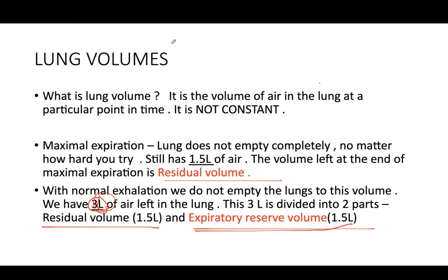So after expiring normally, we're going to have expiratory reserve volume and residual volume. Yes, you're correct. The expiratory reserve volume is the amount that's left in addition to the residual volume after a normal expiration. So this is the amount of air that you could expire if you did it forcefully. If you wanted to forcefully remove it, you could remove this 1.5 liters, the expiratory reserve volume.